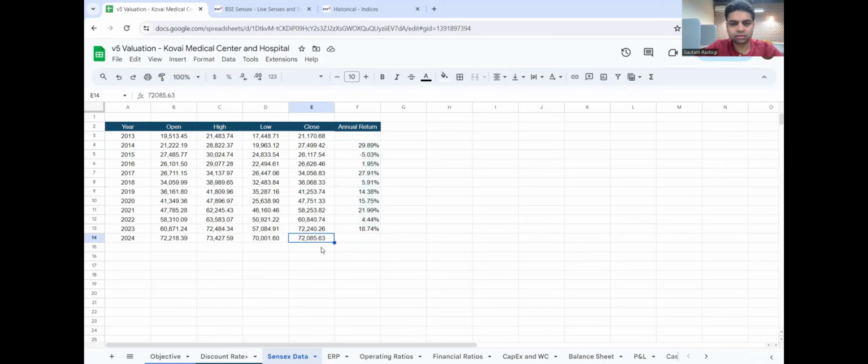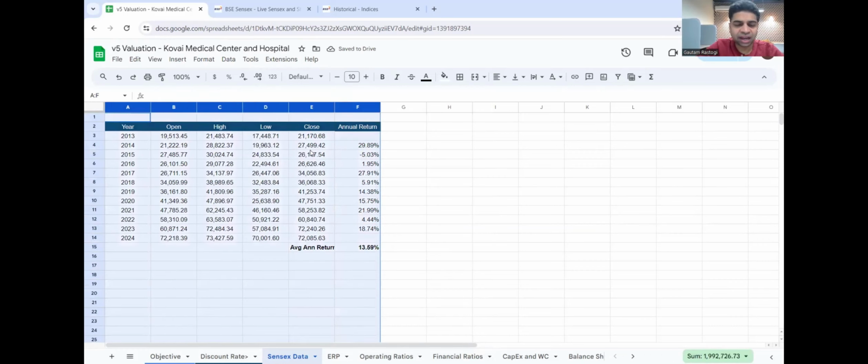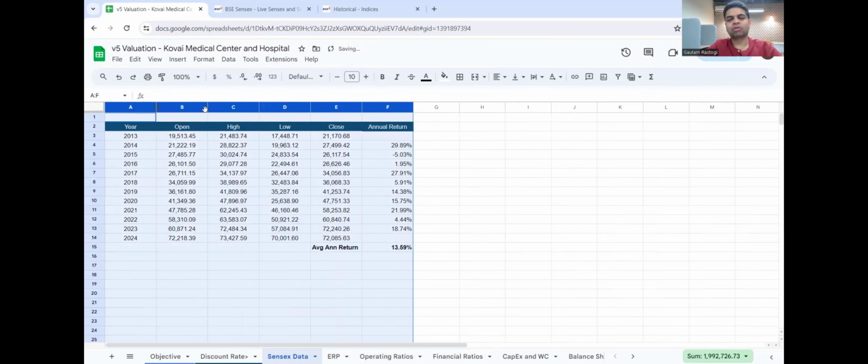Okay. Here, type annual average annual return. Take the average of all these 10 returns. So this 13.59 is our average annual return.